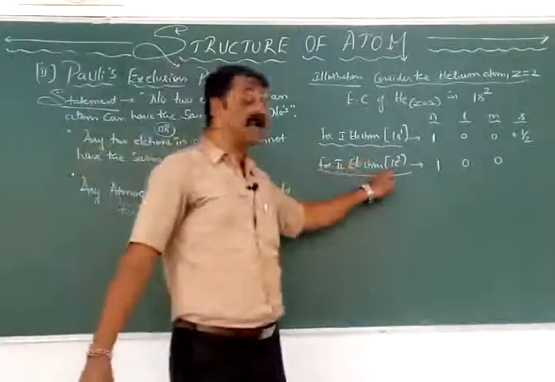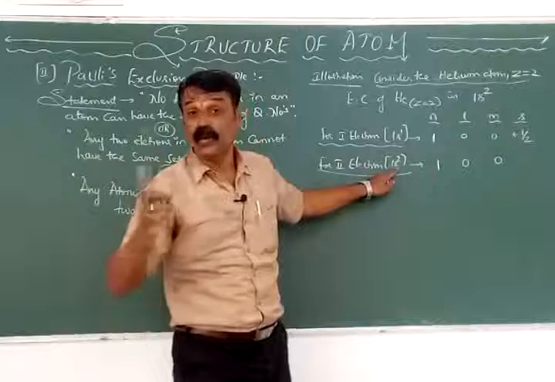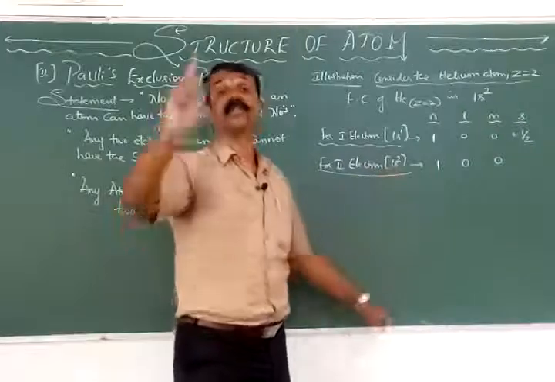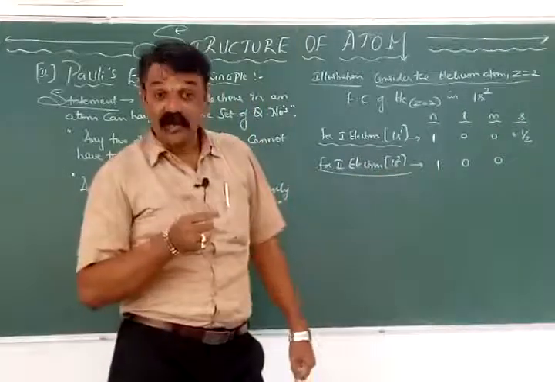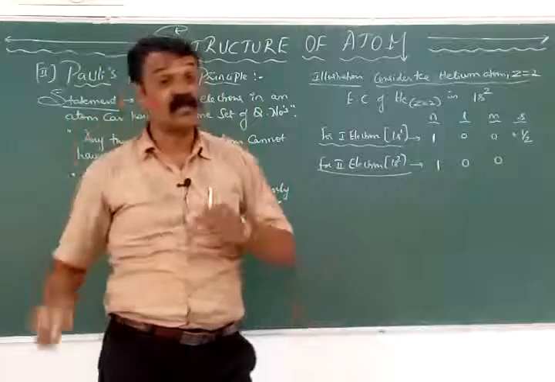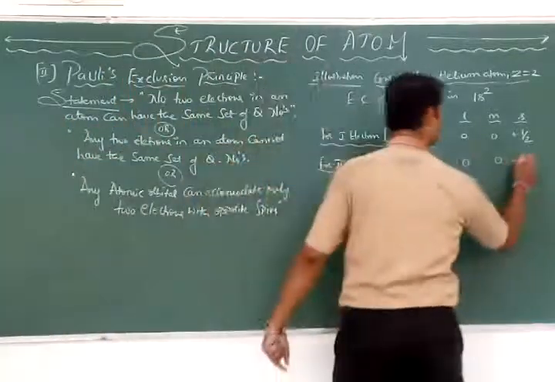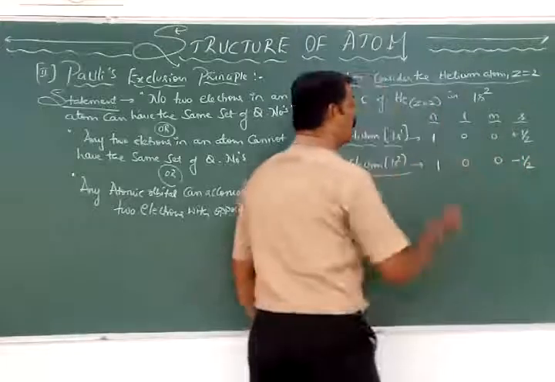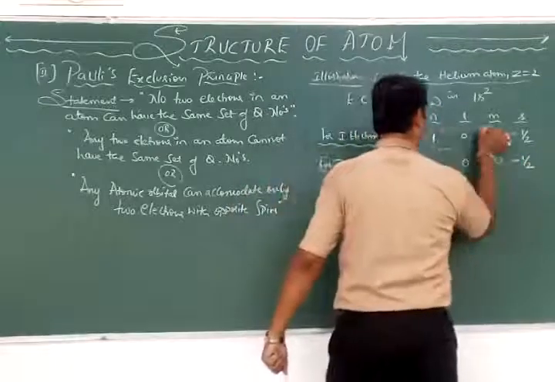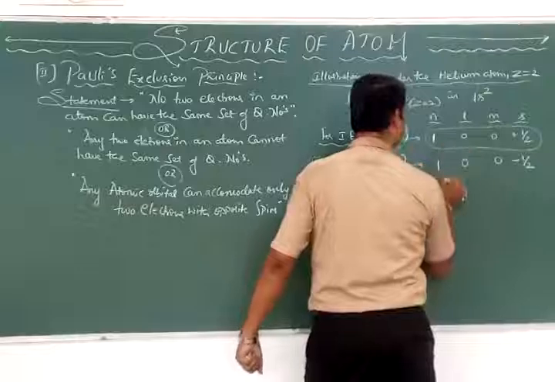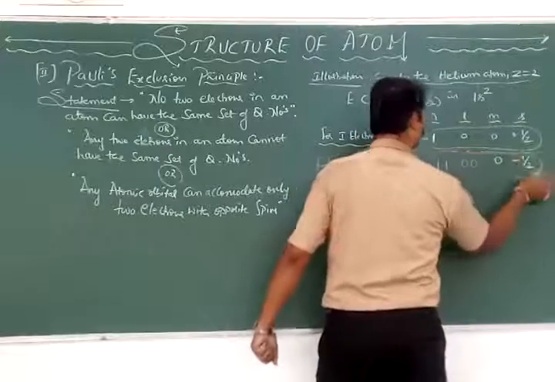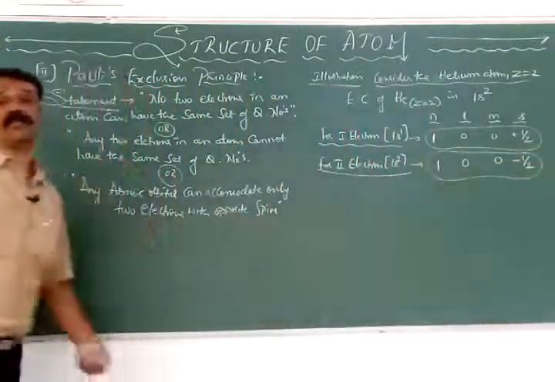But is it a second electron or a first electron here? 1s1 is the first electron, 1s2 means it is the second electron. The first electron is already moving in the clockwise direction, which means the second electron must move in the anti-clockwise direction. So this is the set of 4 quantum numbers for the first electron, and this is the set of 4 quantum numbers for the second electron.